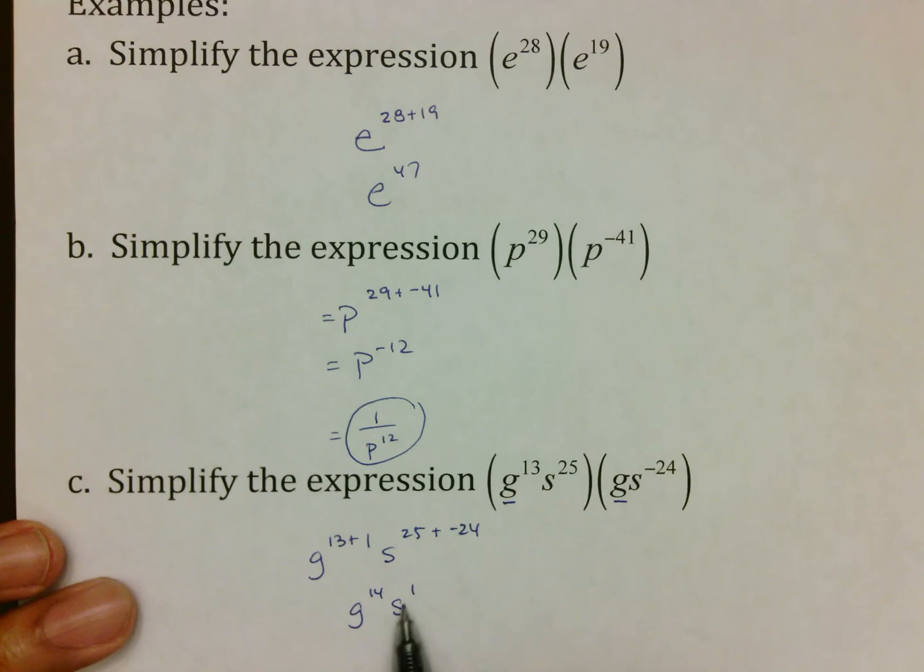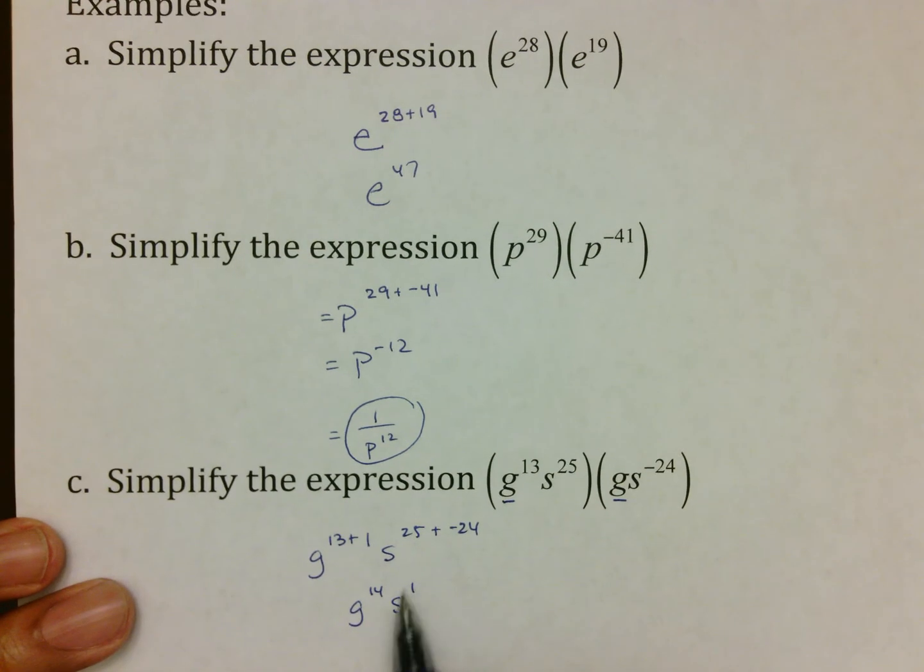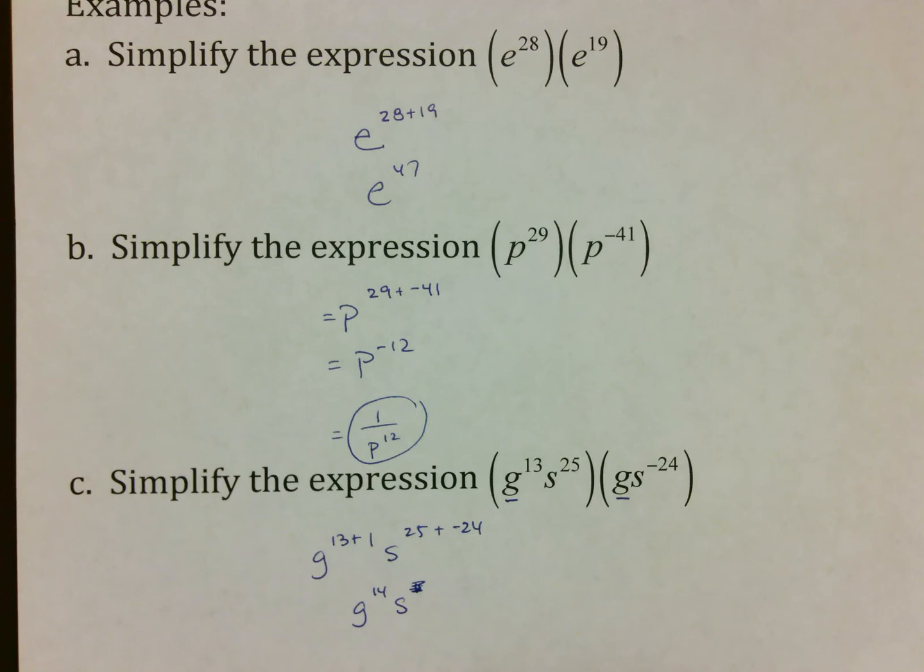Now here's the problem. You don't write an exponent of 1, so what you would actually write is just g to the 14th s. I believe I tried my best to make sure on the computer program that if you type in s to the first that it marks you wrong, just so you get that out of your habit of putting a 1 as a power.